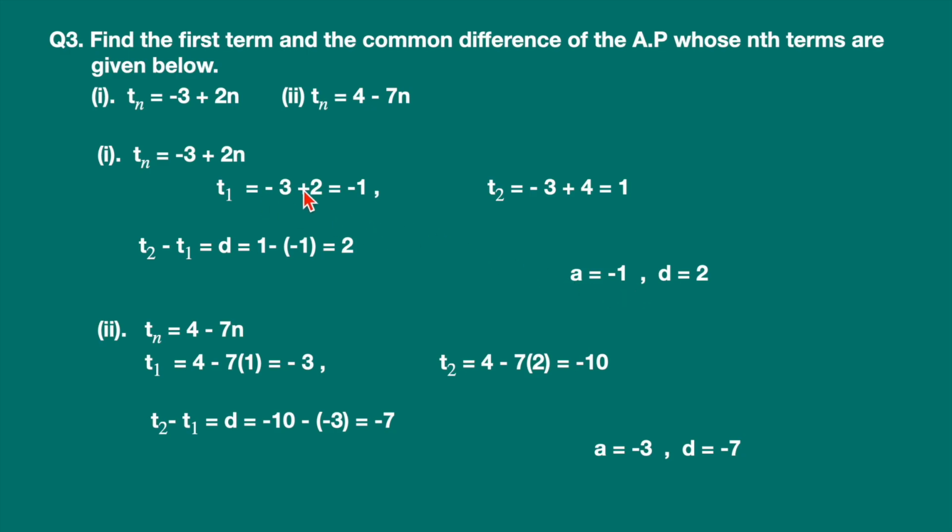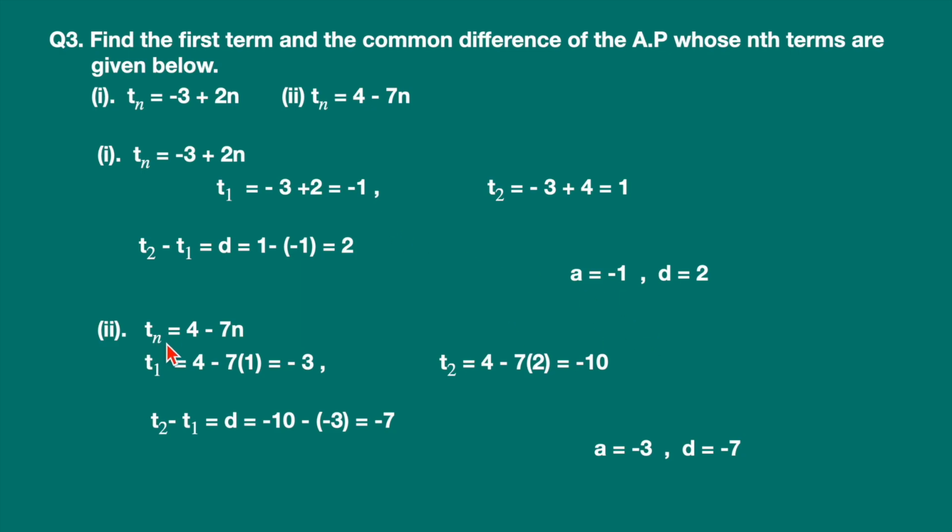Common difference, let us first find out T2. So put n is equal to 2. You can simplify, you get 1. T2 minus T1 is the common difference D. So 1 minus of minus 1. That is, if you open the bracket, it will become 2. 1 plus 1 is 2. So D is 2 and A is minus 1.